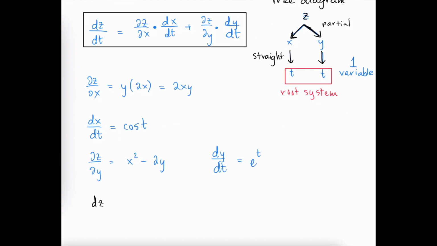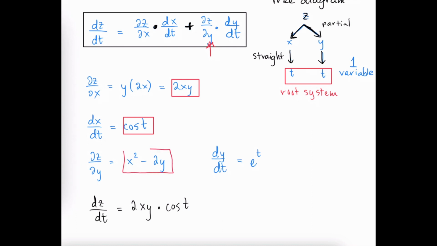So now we have everything that we need to put this together using our custom chain rule. Partial z with respect to x was 2xy times the derivative of x with respect to t, which is cos t, plus partial z with respect to y, which was x squared minus 2y, times, so we'll need to put this in parens, dy dt, which is e to the t.